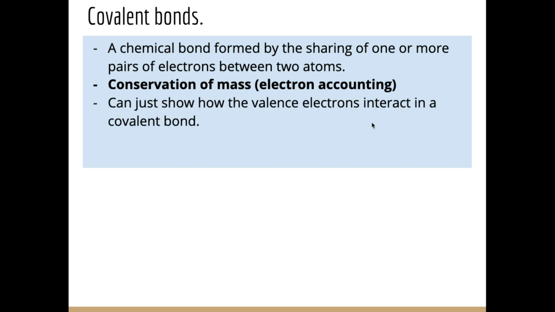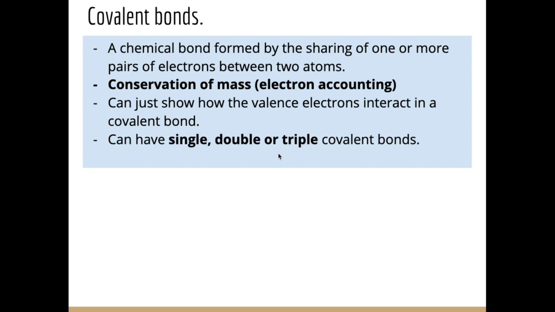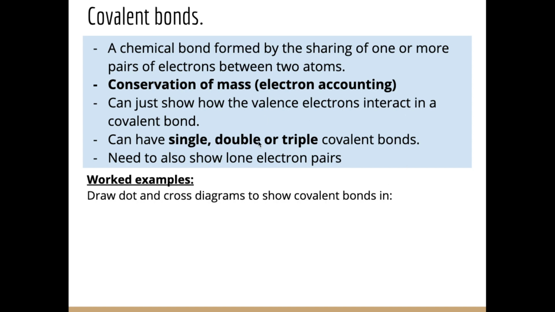You can just show how the valence electrons interact in a covalent bond. Again, because those inner shell electrons, they're still there, but they're not doing anything. And we can have single, double, or triple covalent bonds. And you also need to show the electron pairs that aren't bonding. Let's explain all this through some examples.